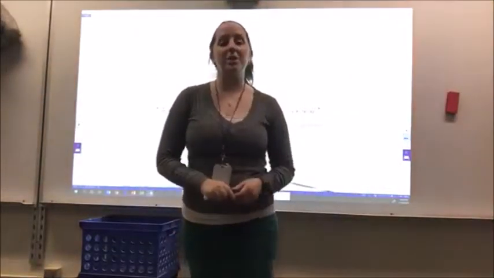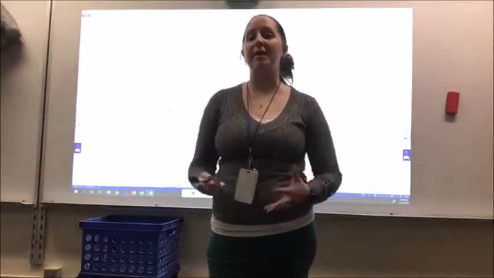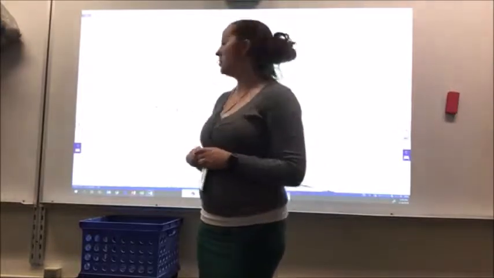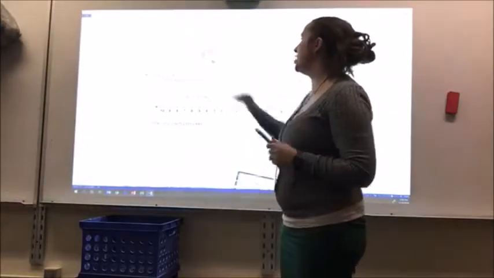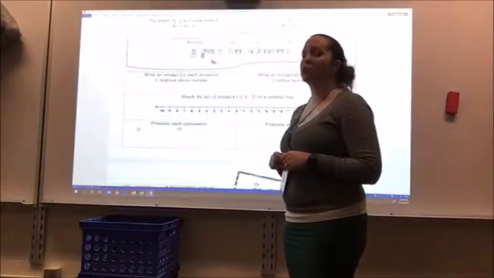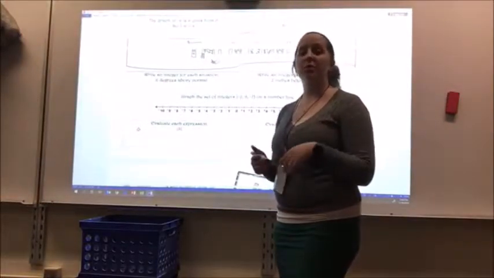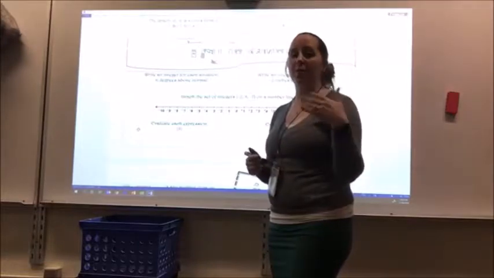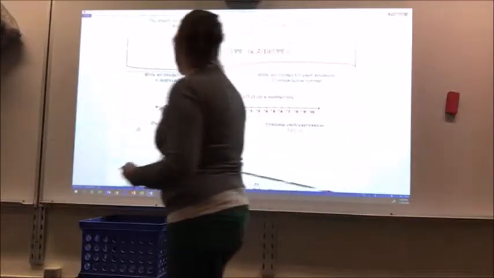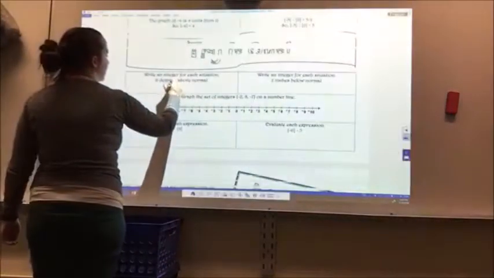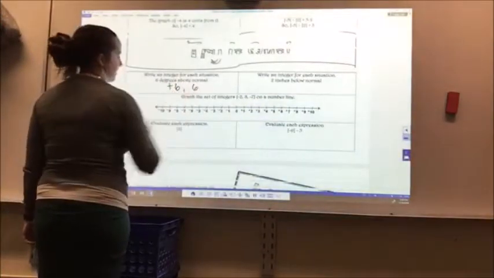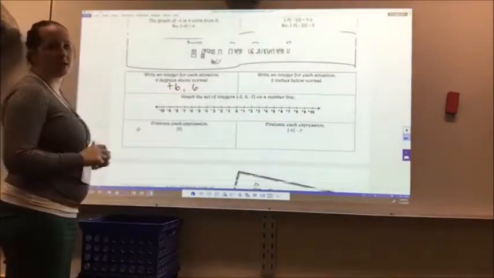All right, now that you've had a chance to try out the try it problems, let's go over the answers together. So the first one I have is write an integer for each situation. 6 degrees above normal. So if you're dealing with temperature or something like that, it's above normal. It's above where it normally is, so it's a positive. So it's plus 6 or just 6. Either of those is correct. Okay?